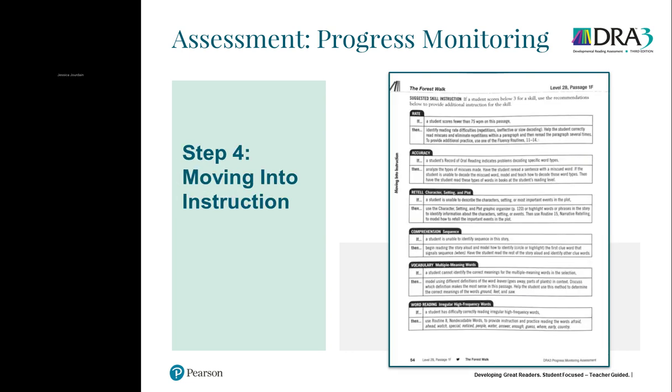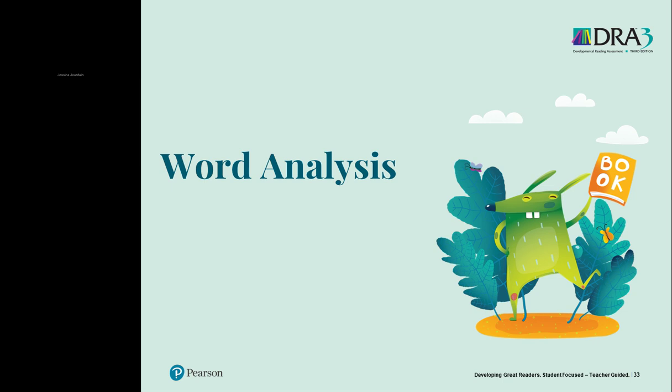And step 4 is when you are going to move into instruction. It provides a suggested skill instruction list so you can see where the student landed. So for instance, you have rate: if a student scores fewer than 75 words per minute on this passage, then it gives you the then. So there's no figuring out what to do. It's right there for you in accordance with that particular skill.